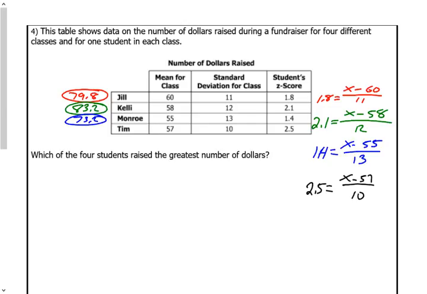And Tim's the one I'm concerned with, because Tim did the best compared to his peers. This z-score says Tim is the best. But because this class average, we already know Kelly did better than Jill. But did Kelly do better than Tim, even though her z-score is lower? So 2.5 times 10 plus 58, and I get 83. And in fact, she did. By just a little bit, Kelly raised the most money, even though her z-score was lower.